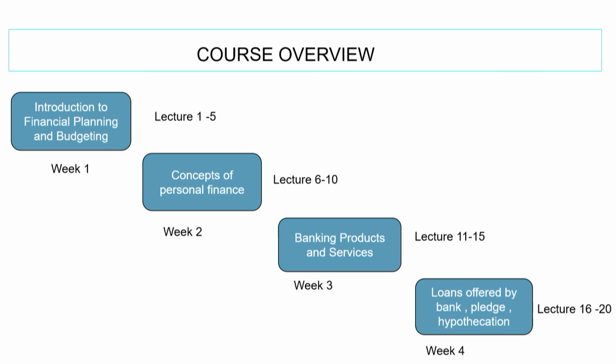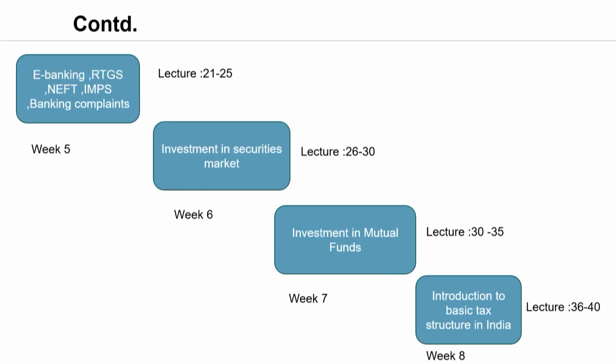In the third week, we will cover the meaning and types of banks and various products and services that are offered by the bank. In week 4, I'll talk about the various types of loans offered by the bank, and in week 5, I'll be focusing on the concept of cashless banking, banking complaints and ombudsman schemes.